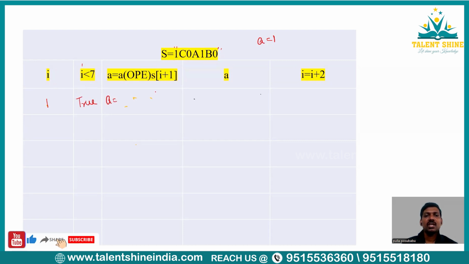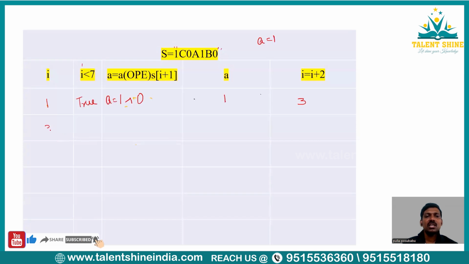So in A we have a 1. What is the operation we have to perform here? XOR operation. So what is S of I plus 1? 1 plus 1 means S of 2. S of 2 we have a 0. So 1 XOR 0. We have different inputs, right? When we have different inputs, we will be getting the result as 1. So in A, we are going to save 1. Now I will increase I value by 2. Initially I value is 1. Now I becomes 3, right?